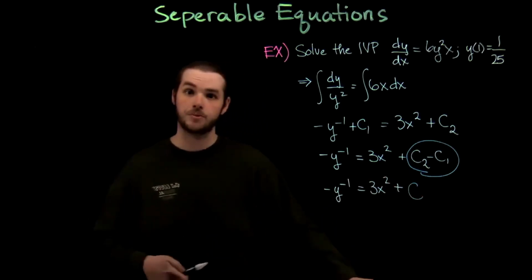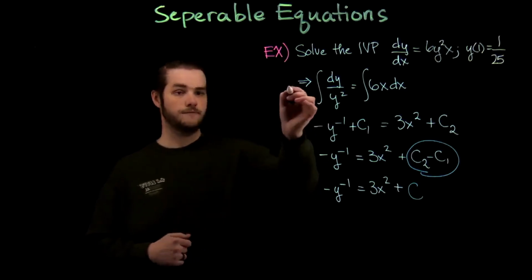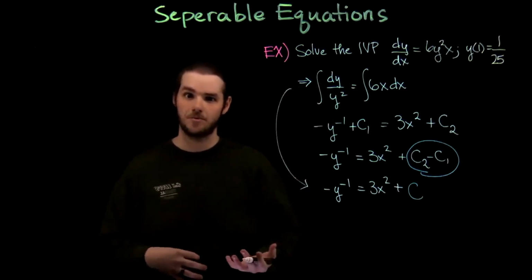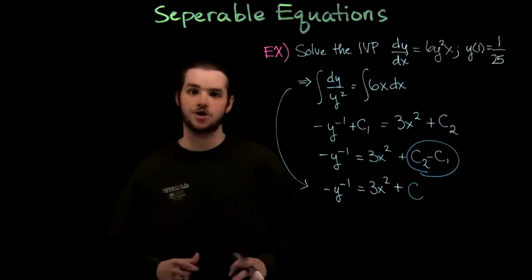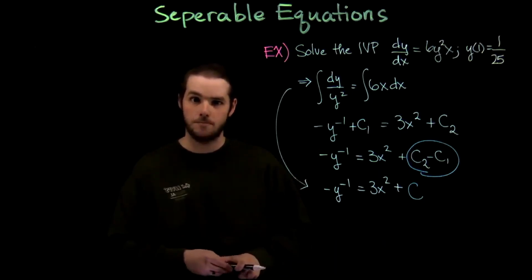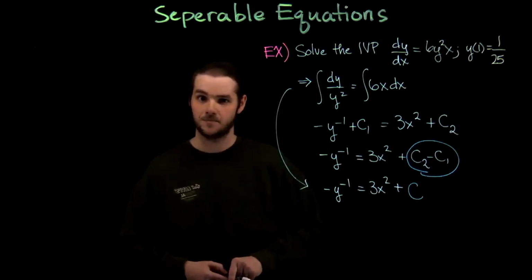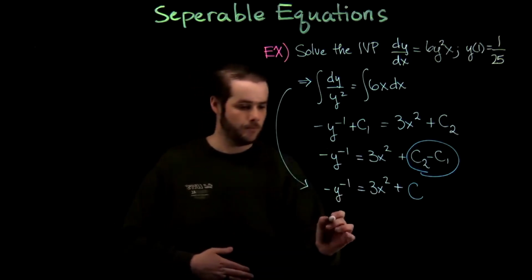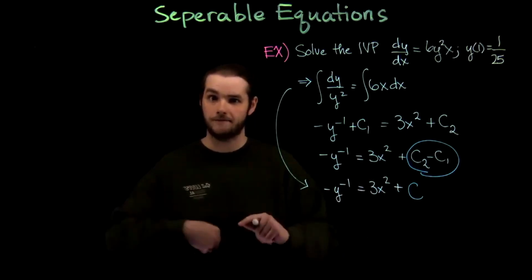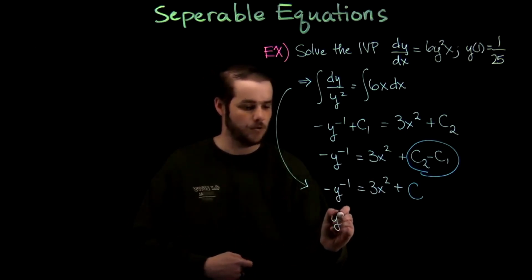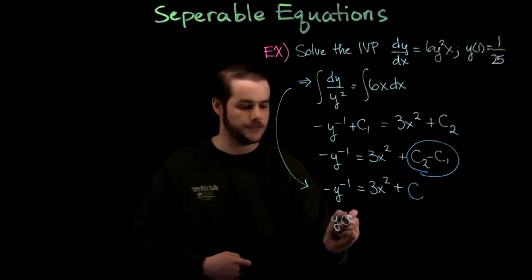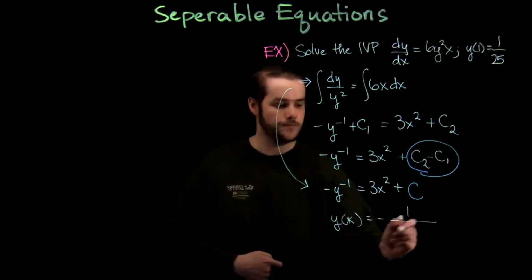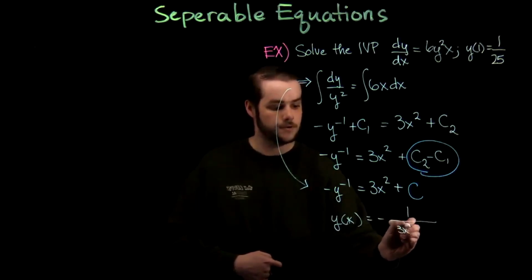And most of the time when you're reading these things, authors will jump from here straight down to here. They just assume that you understand we're absorbing each individual constant of integration into one big monster constant here at the end. We're almost done now. Last thing we need to do is isolate y by dividing over the negative 1 and then flipping both sides. This tells us that y of x is equal to negative 1 over 3x squared plus c.